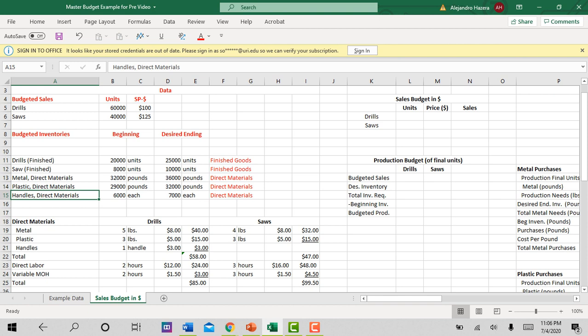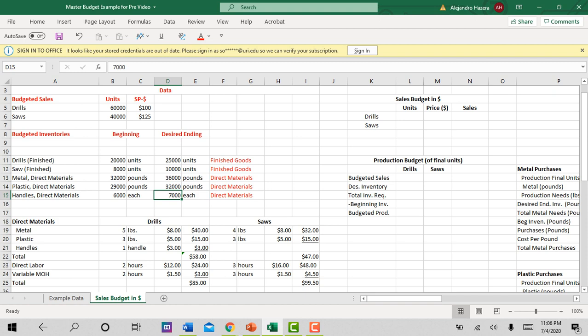Handles only go into one of these products. We'll see, it doesn't matter, but I guess saws, if they're not power saws, have handles that you go back and forth with. But for each handle, they have 6,000 to start with, beginning inventory, and 7,000 to end the period is their desired ending inventory of handles.